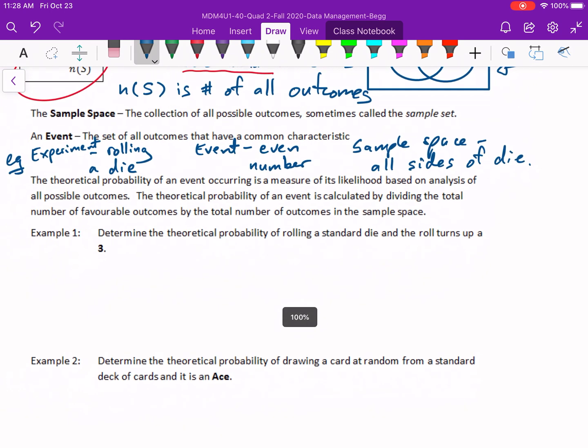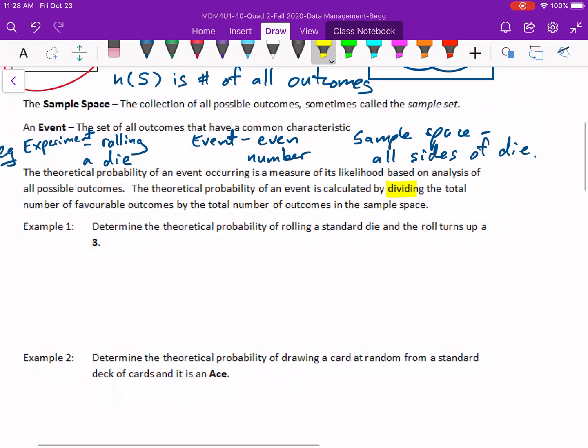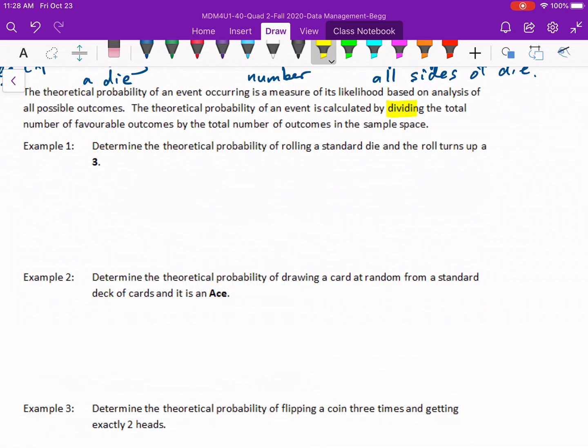The theoretical probability of an event occurring is the measure of its likelihood based on analysis of all possible outcomes, as I just said. Theoretical probability of an event is calculated by dividing the total number of favorable outcomes by the total number of outcomes in the sample space. So, for example 1, determine the theoretical probability of rolling a standard die and it turns up 3. Okay, so let's call that event A. So event A is rolling a 3 on a six-sided die.